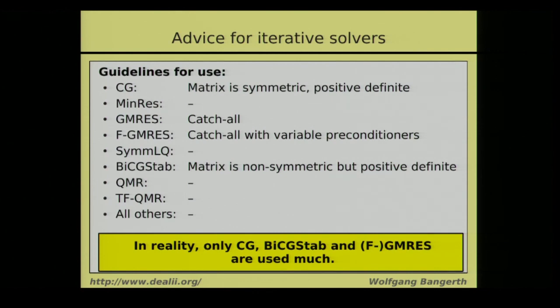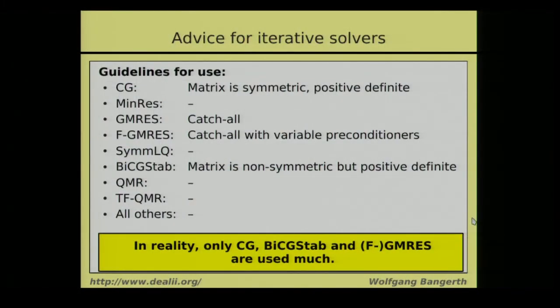If your matrix is non-symmetric but still positive definite, so for example, if you have an advection diffusion problem where the diffusion is dominant, in that case you would use a method that is called BiCGStab, for biconjugate gradient stabilized. For all of the other cases, you would use either GMRes, or if you deal with what we call variable preconditioners, you would use something that we call FGMRes for flexible GMRes.